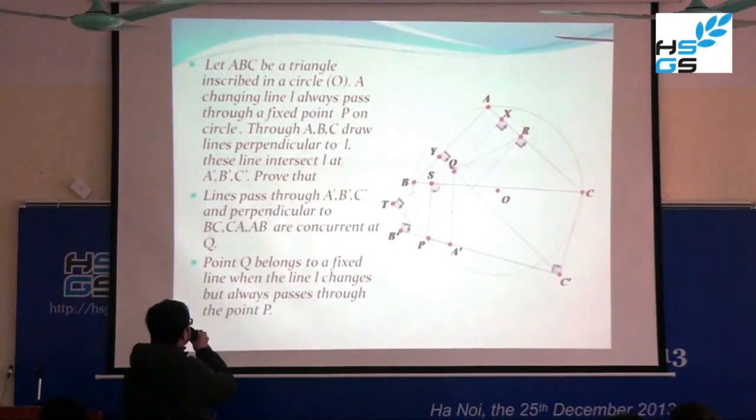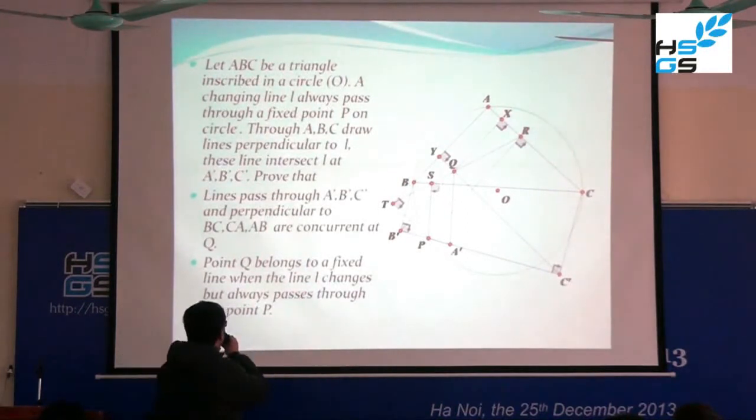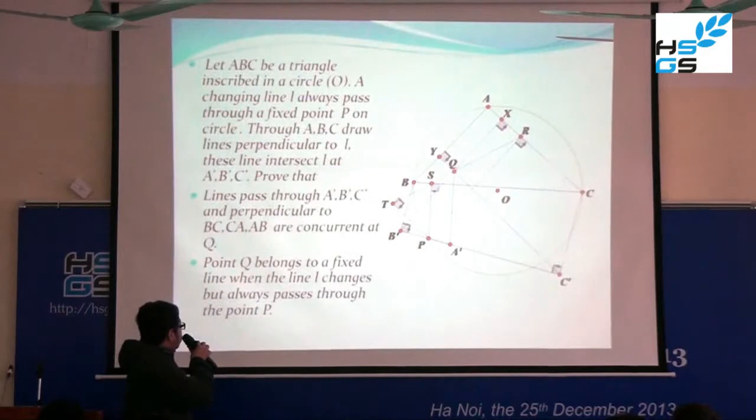Prove that, first, the lines passing through A prime, B prime, and C prime and perpendicular to BC, CA, AB respectively are concurrent at point Q. Point Q belongs to a fixed line when the line L changes but always passes through point P.